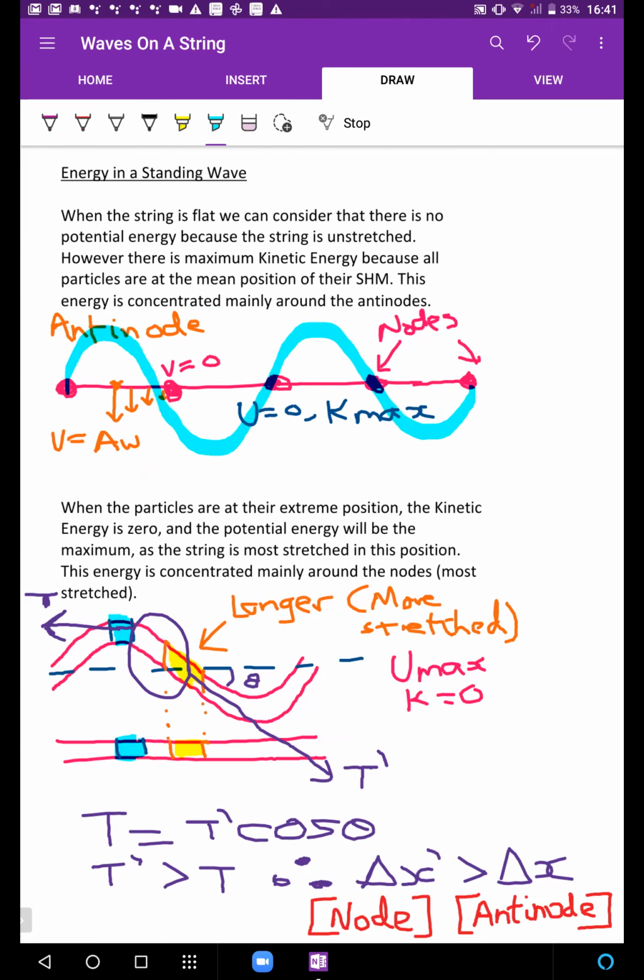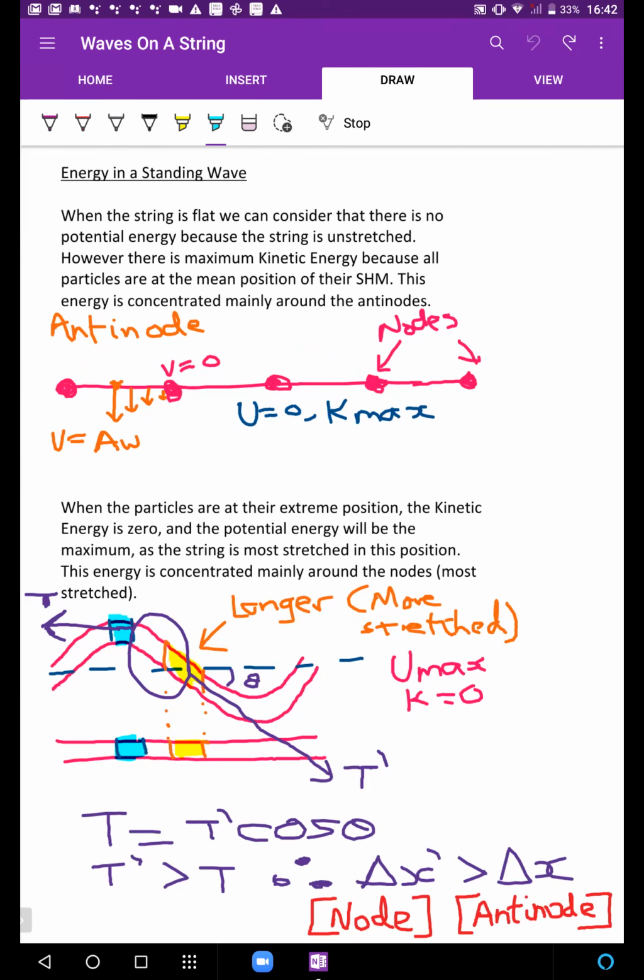And at the extreme position, your energy is stored, is concentrated around the nodes, because the nodes undergo maximum stretching, as you can see by this diagram. Okay, so in the extreme position, the nodes are stretched the most. So basically क्या होता है in a standing wave?